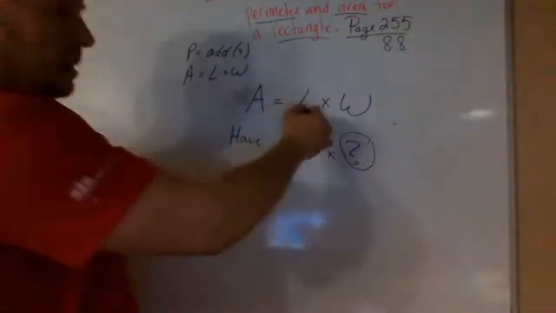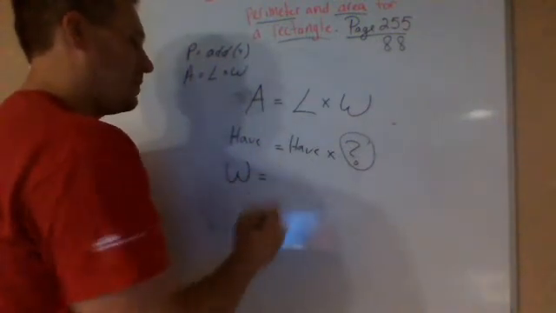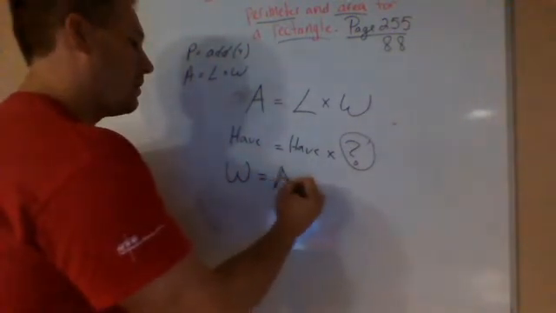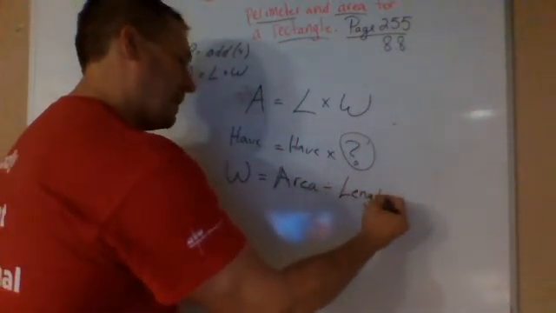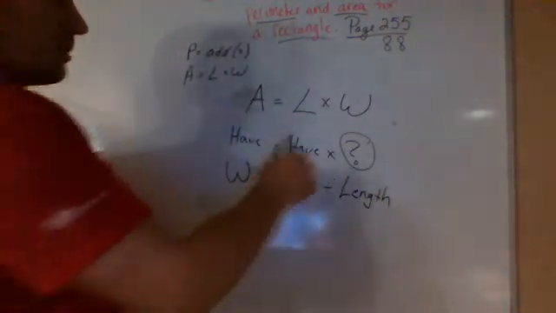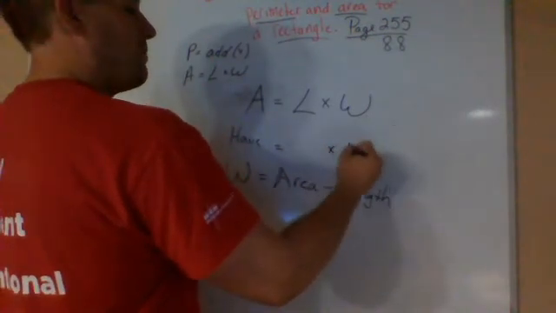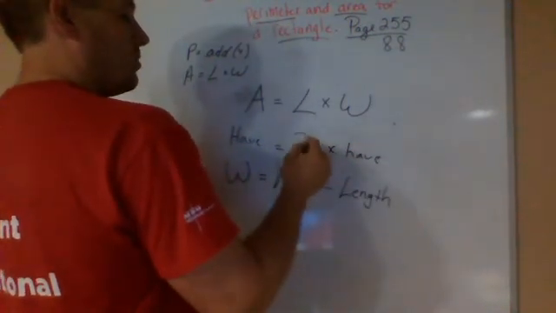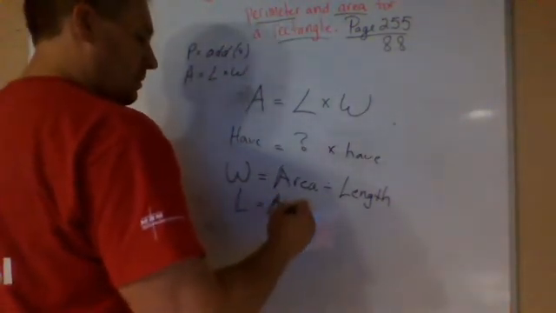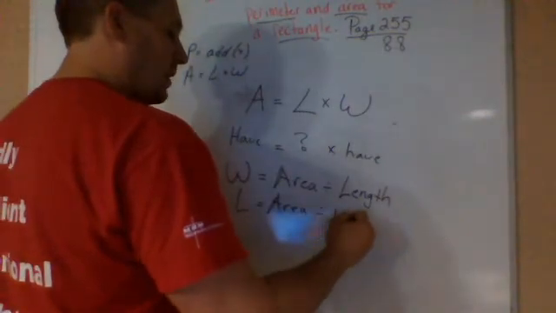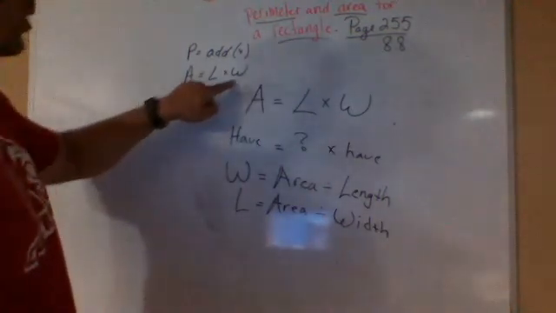You're like, well, I can't just take length times width anymore. What I need to do to find width is take area divided by length. And it's the other way around too. Let's say I have area and I have my width, but I don't know what my length is. Length is equal to area divided by width. So up here we have to look at this equation.